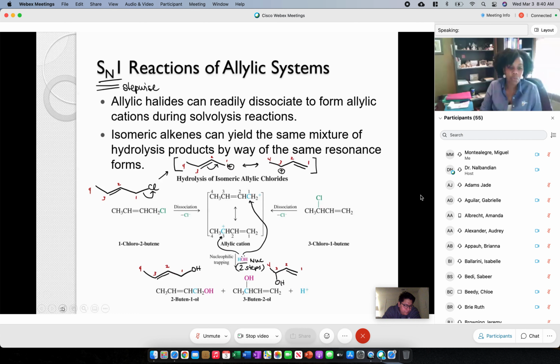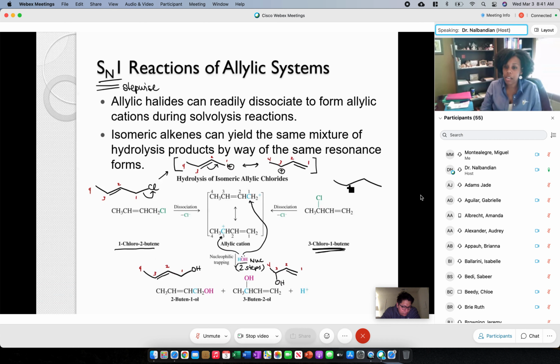So those would be the 2 products that we could get there. But notice that there's something else here. We start off with 1-chloro-2-butene, and we end up with these 2 products. But what if we started off with 3-chloro-1-butene? What if we started off the exact same reaction, but with a different starting material?